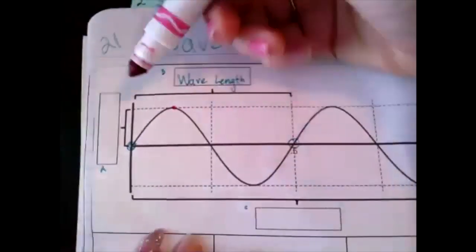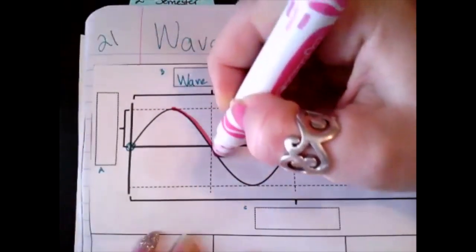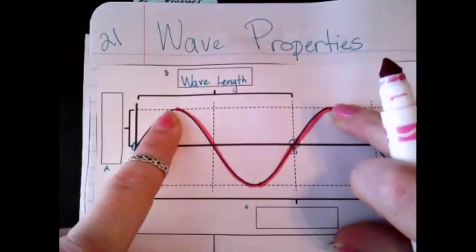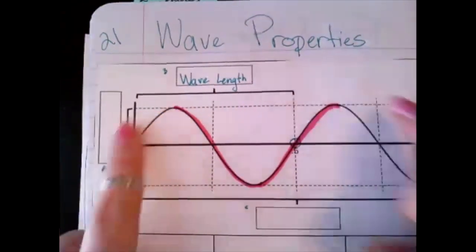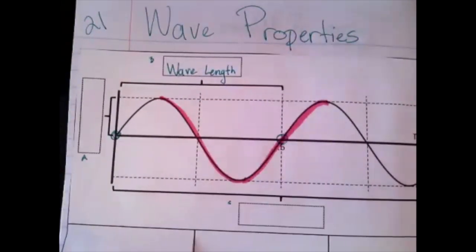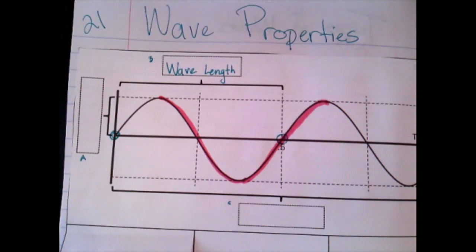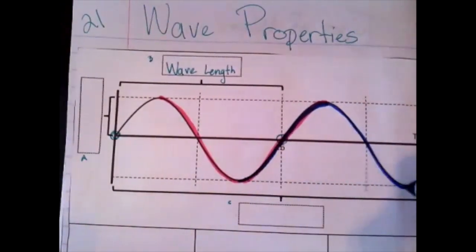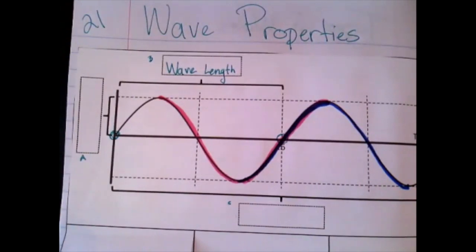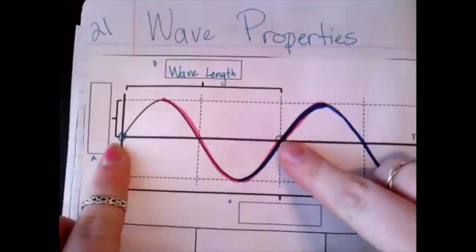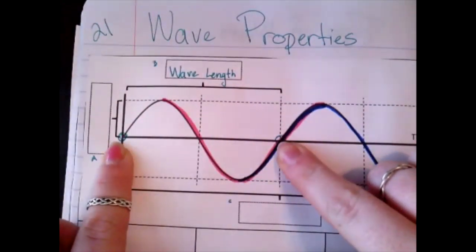So here's the crest. I'm going down, all the way down, back up to the top of the crest. See how I've covered a full wavelength? Crest to crest. I could do the same thing if I went from trough to trough. I can start with this half, come up, go down, and then end right there. So it's one full wave cycle. It includes one complete crest and one complete trough. Boom. Is that making sense?